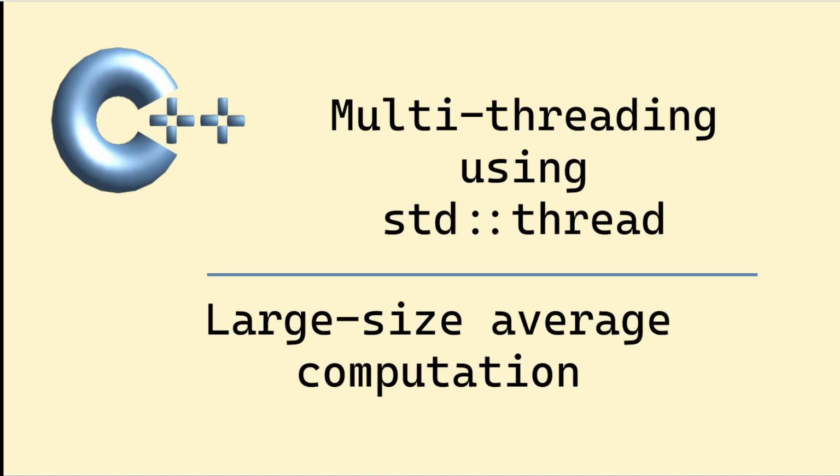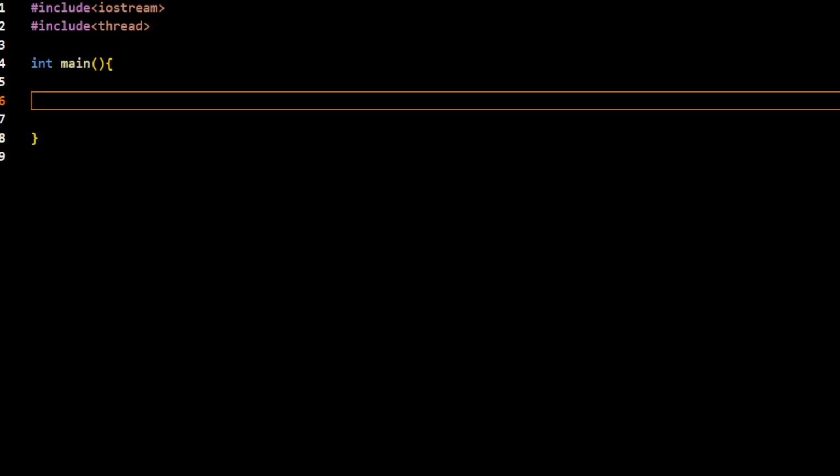In this video, I am going to be discussing the use of the std::thread class, and I will be demonstrating how to use multiple threads to compute the average value of a very large array. Let me get right into the coding for this.